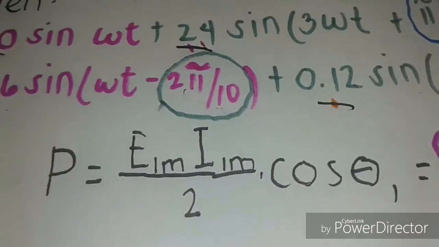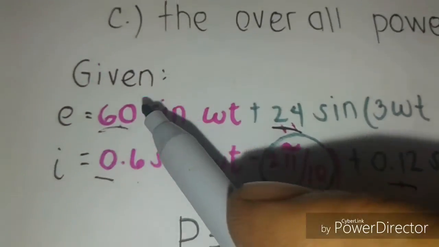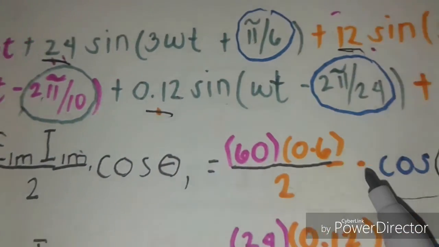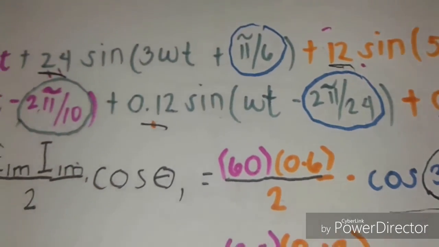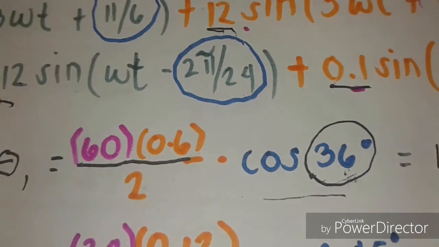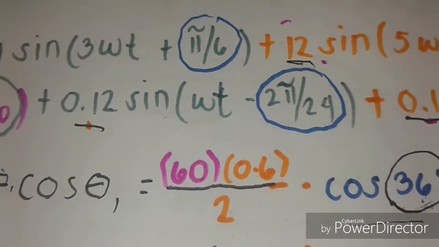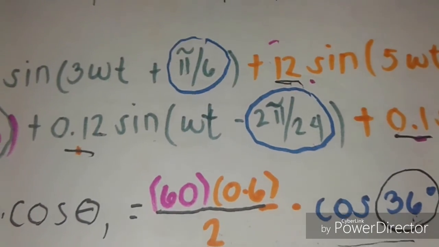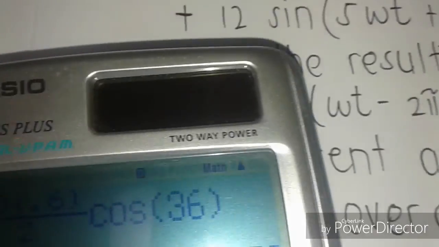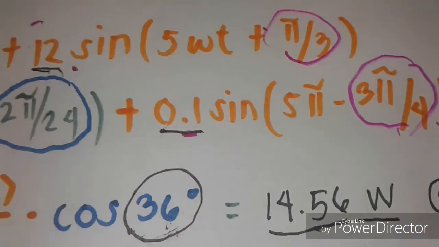Now, you can see we are multiplying voltage times current, so 60 times 0.6 over 2 times cosine 36. Cosine 36 is obtained after evaluating 2 pi over 10. So solving the problem, 60 times 0.6 over 2 cosine 36, we obtain 14.56 watts at the first harmonic.